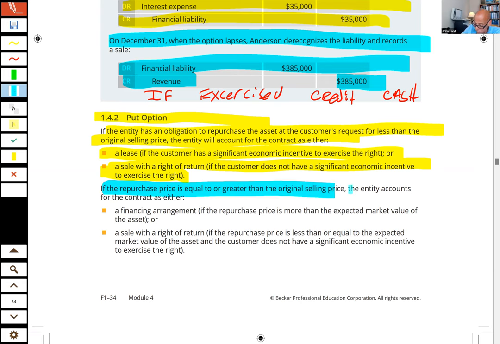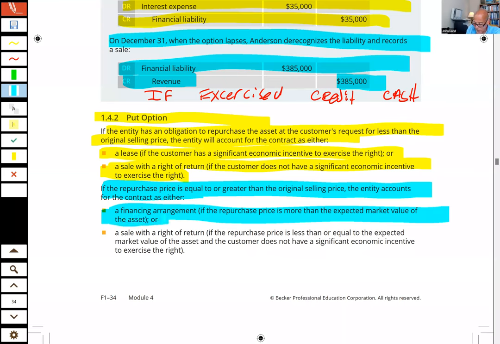If the repurchase price is equal to or greater than the original price, then it will be a financing agreement. And if the repurchase price is more than the expected market value, well, now we're thinking they're probably going to do this. They've got this thing that has a market value of 100,000 and they can make us repurchase it for 150,000. They're probably going to exercise that right. I'm going to give them more than their money back. That's a financing agreement. And then a sale with the right of return if the repurchase price is less than or equal to the expected market value of the asset, and again, I assume the customer does not have a significant economic incentive to exercise the right.